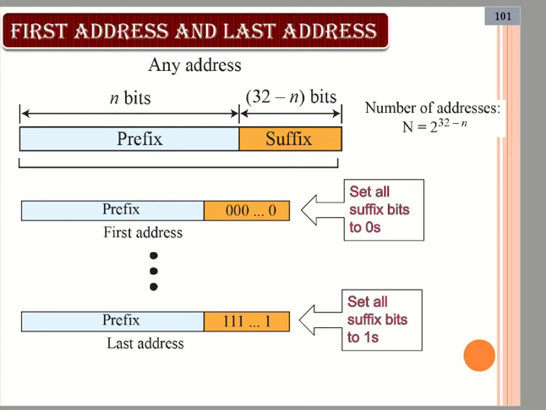Similarly, the last address in the given block can be found by taking the prefix as it is, that is n bits, and for the remaining 32 minus n bits, the suffix, you make all the bits equal to 1. So if you make the suffix all 0, that indicates the first address in that block, and if you make the suffix all 1, that represents the last address in the given block. Hope this is clear. With this, we'll take one example and calculate how the first and last addresses can be found when one of the addresses has been given.